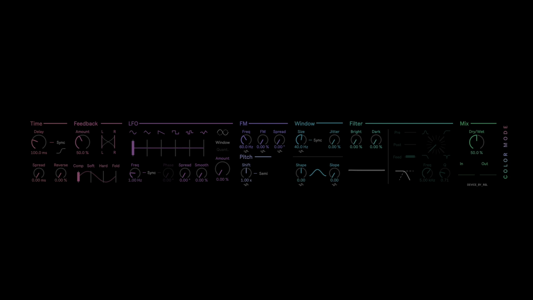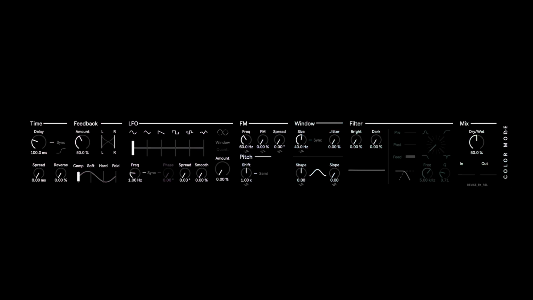First feature coming with the new update is the color mode. This lets you turn all the dials and numbers to white for better visibility. On the left, you can adjust the delay time. You can also sync it to Ableton. If you enable this button, the delay times will fade, creating a repitching effect.